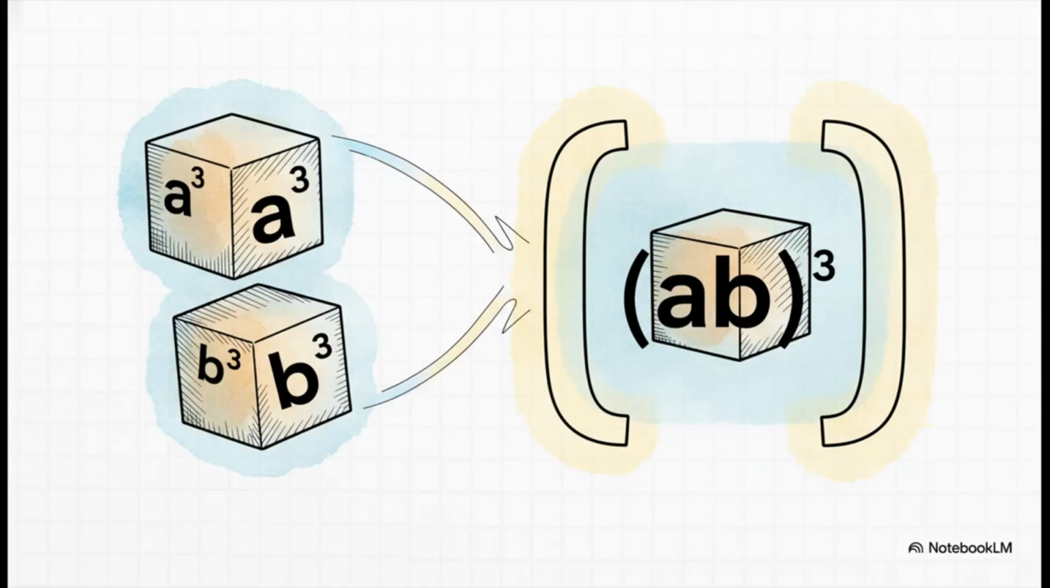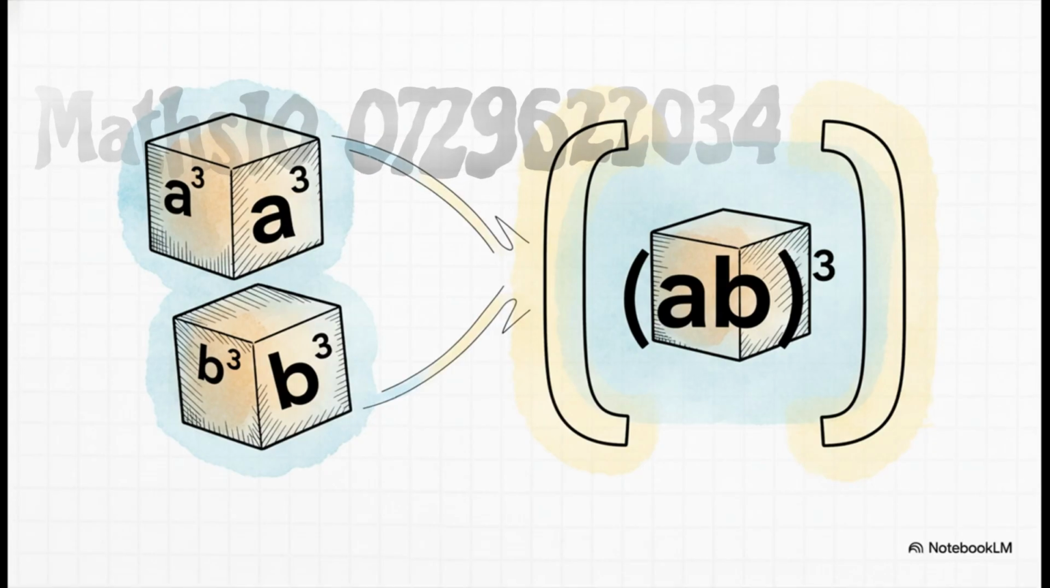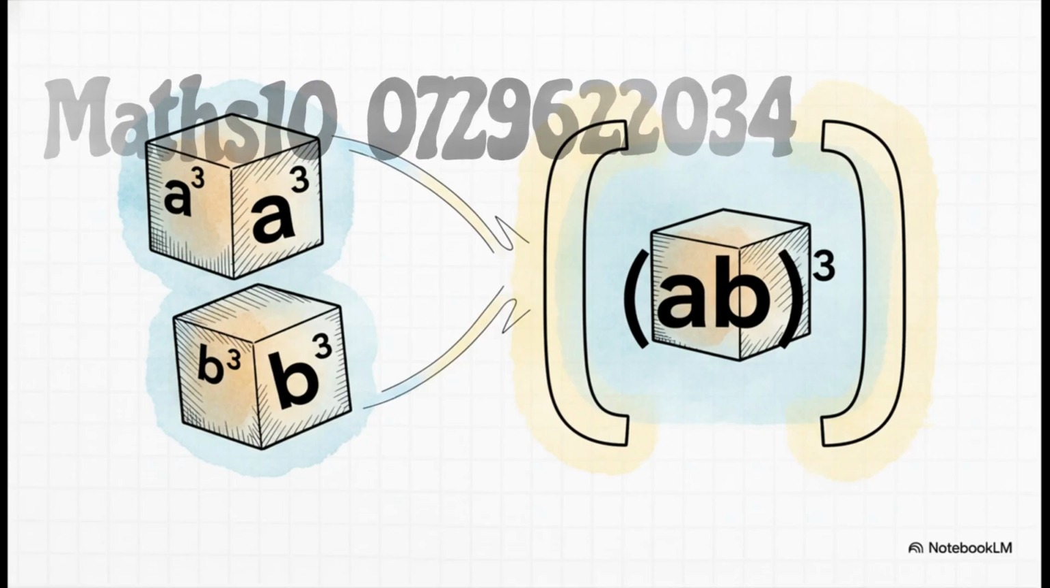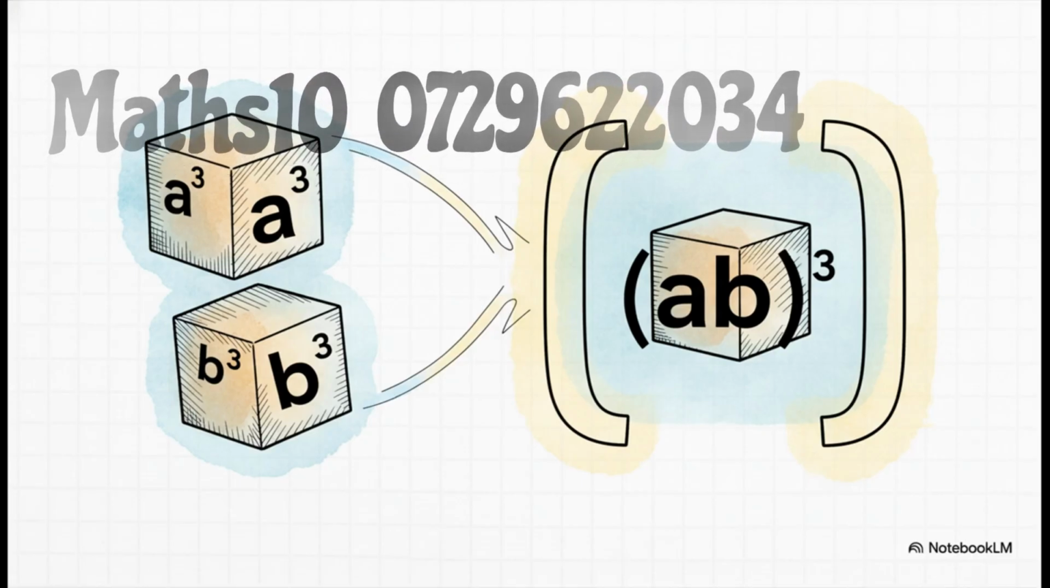Here's the same rule, but just with variables. If you see two different things that have the same index, like a cubed times b cubed, you can just combine them under one set of parentheses. It's the grouping tool just running in reverse. This is incredibly useful for tidying up your math.